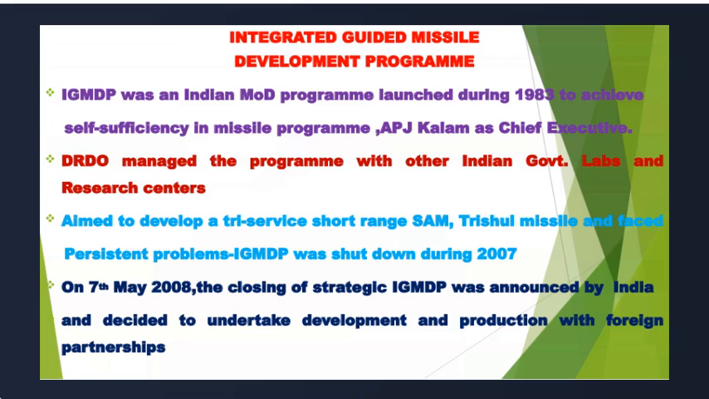That means at that time, the US, Russia, I think at that time the USSR was there, China and France had missile systems. India did not have one. We were procuring from other countries. So to avoid foreign dependence, the Ministry of Defense designed the IGMDP program. Abdul Kalam joined in 1983.